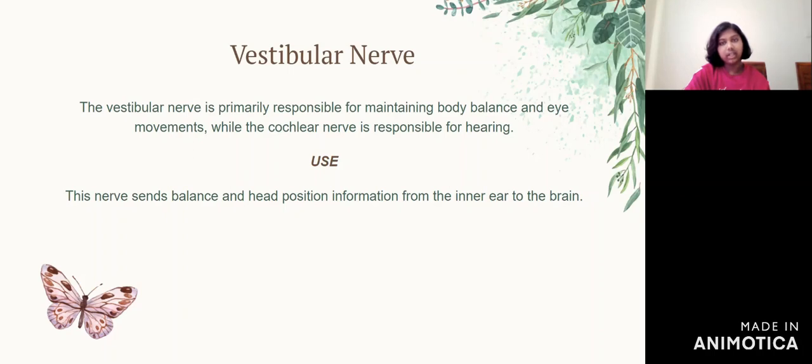Vestibular nerve. The vestibular nerve is primarily responsible for maintaining body balance and eye movements, while the cochlear nerve is responsible for hearing. Use of vestibular nerve. This nerve sends balance and head position information from the inner ear to the brain.